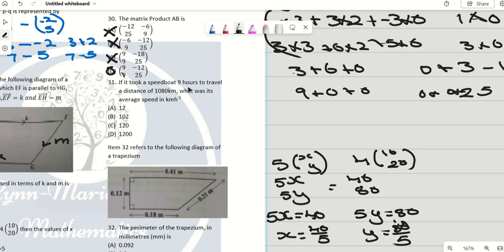If it took a speedboat 9 hours to travel the distance of 180 kilometers, what is its average speed? This question we have done several times. The answer is C, 120. Your average speed is distance over time. So 1080 divided by 9. 9 could go into 10 once with remainder 1, 9 could go into 18 twice, and 9 could go into 0 zero times. So it's 120.